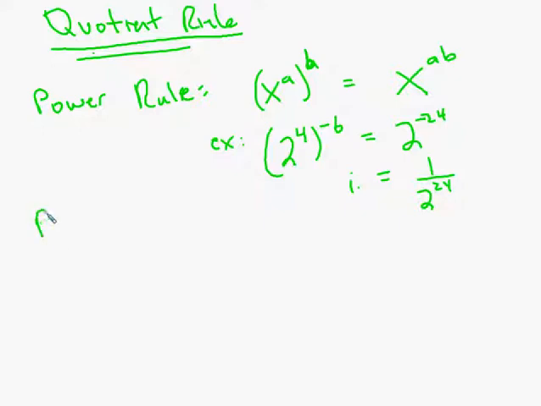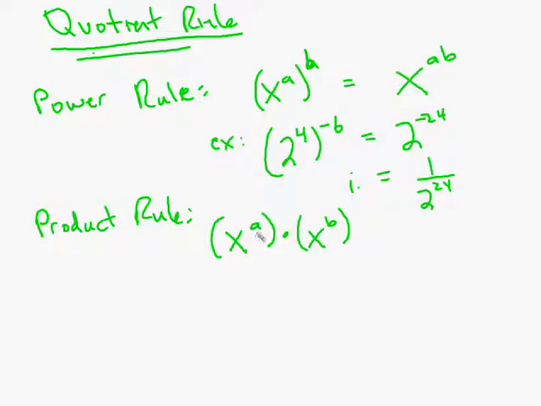Then we have our product rule, which formalized the way we would write it mathematically, x to the a times x to the b, hence the name, product rule. What do I do with my exponents? You add them. X to the a plus b.